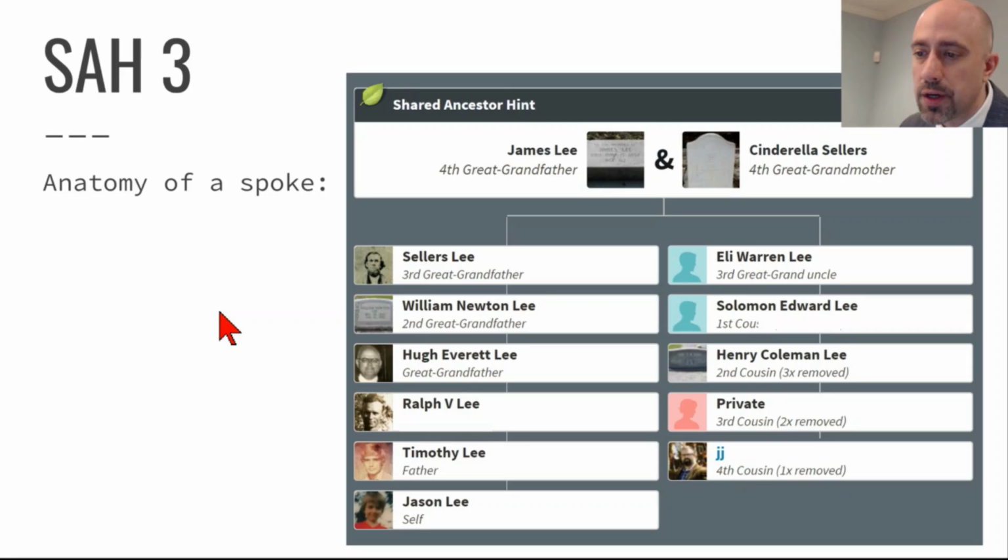And shared ancestor hint number 3 is a shared ancestor hint for me and cousin JJ. We are both descendants of James Lee and Cinderella Sellers, and we do share DNA with each other. So these are 3 shared ancestor hints. These 3 hints alone would be enough to generate a DNA circle for Cinderella Sellers and James Lee.